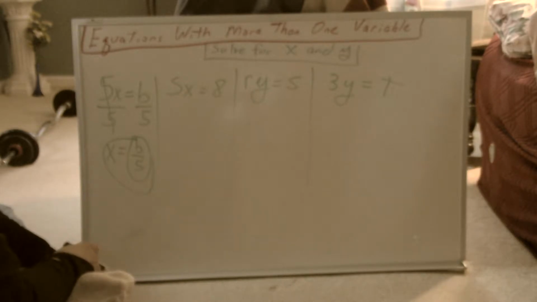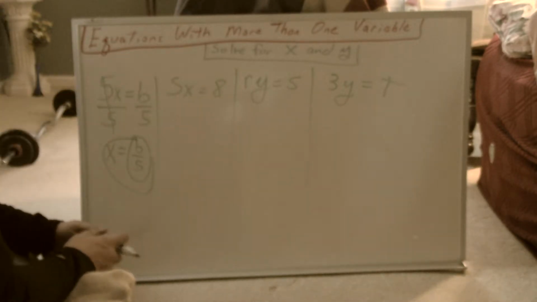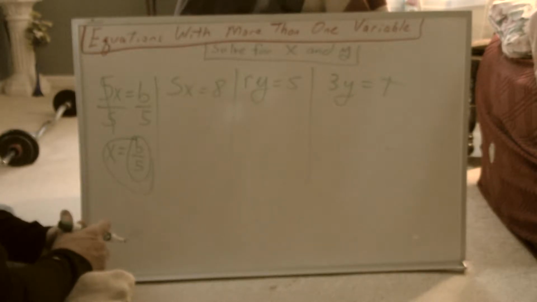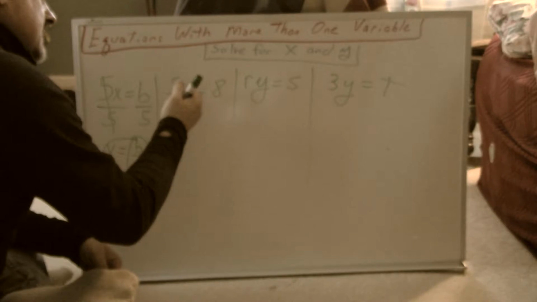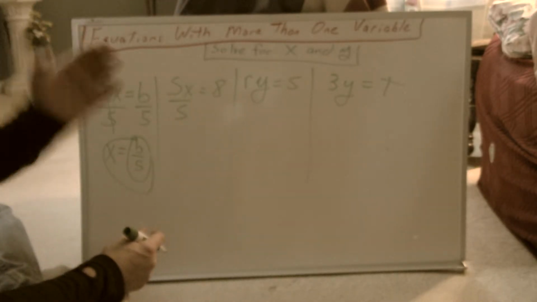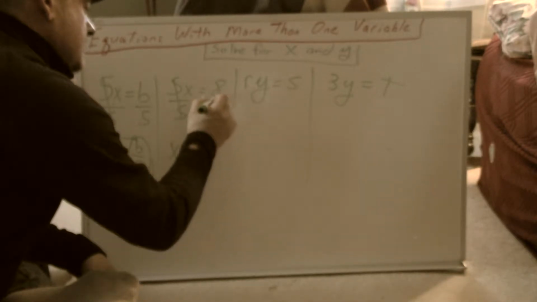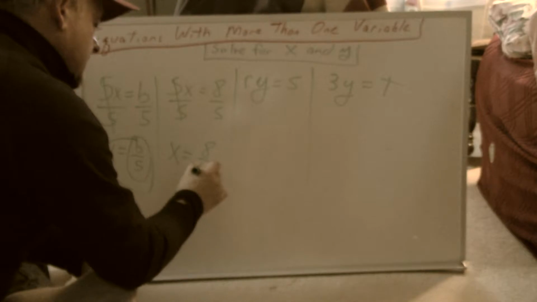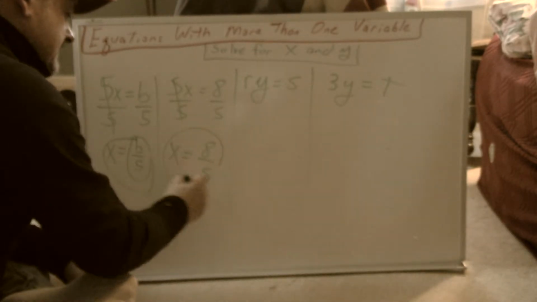Now this says sx equals 8, excuse me, not 5. Sx equals 8. So it's the same thing. I just wanted to show you that you could have two variables. So now I'll divide by s, because this says s times x equals 8. So the opposite of multiplication is division. And it crosses out. I put an x there, and then I do an s here. X equals 8 divided by s.